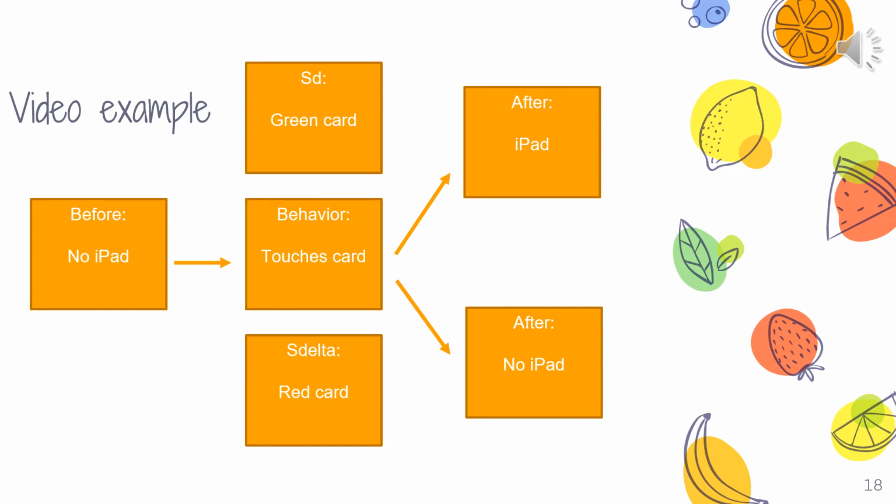This is the contingency for the video example. The student did not have the iPad, and only in the presence of the SD, the card being flipped to green, were touches on the card on the table reinforced with the iPad. Anytime the student touched the card to mand for the iPad when the card was flipped to red, it was not reinforced and was therefore extinguished. Throughout the video, you see discrimination occur as the student touches the card less and less frequently when it is flipped to red and immediately touches it when it is flipped to green.